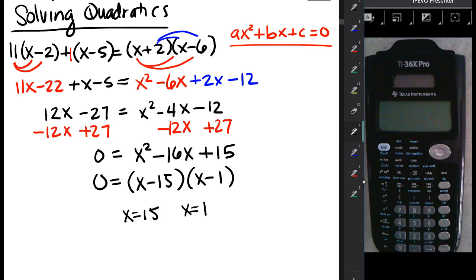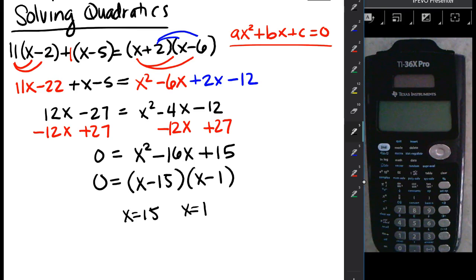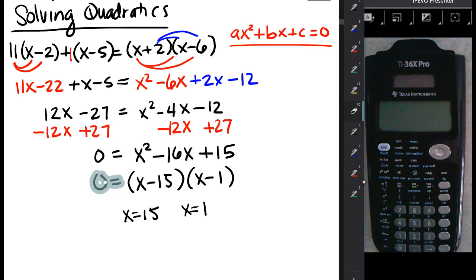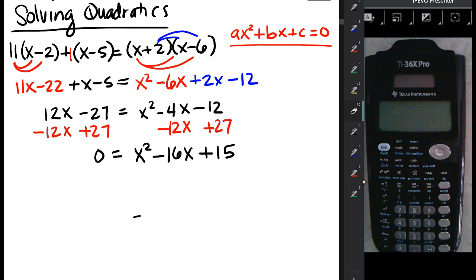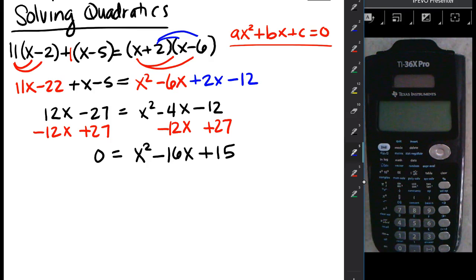0 factor property. Now, there's no guarantee this will happen, so I'm going to go ahead and redo this in the method that will always work. Once we get down to this 0 is equal to our standard form of a quadratic, we can always use the quadratic formula.